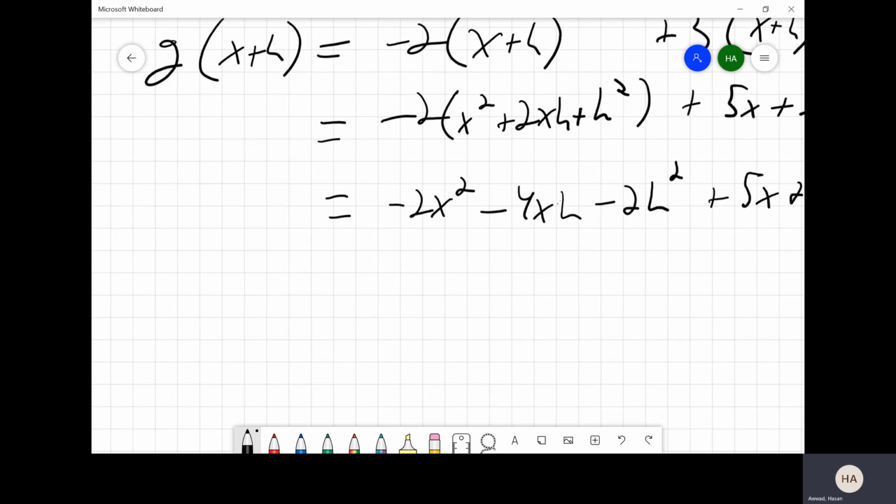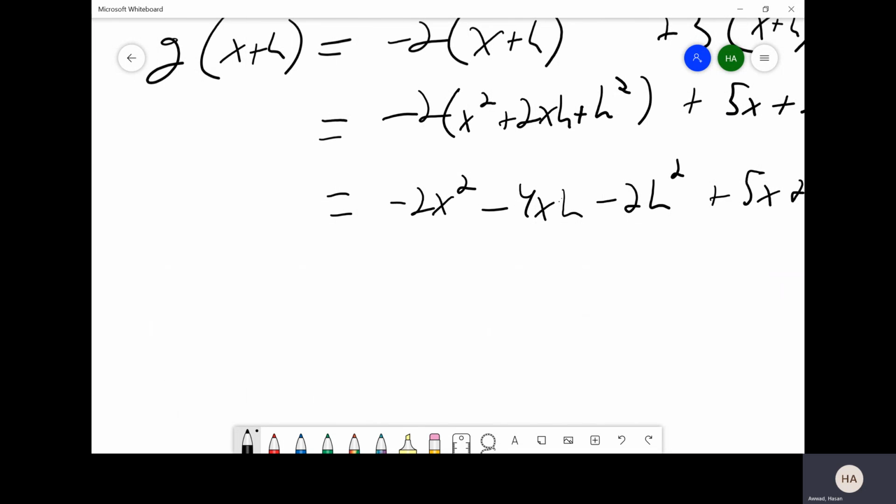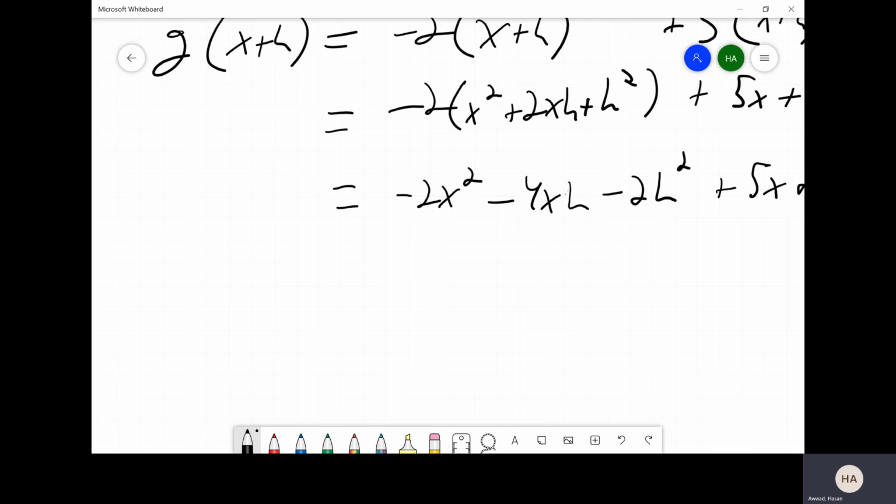So I want you guys to try your first classwork assignment. The classwork assignment is using this exact same function of g, I want you guys to find g of x minus h. So what we just did was g of x plus h. I want you to find g of x minus h and see if you can get the correct answer. Okay, so give it a shot, see what you come up with.